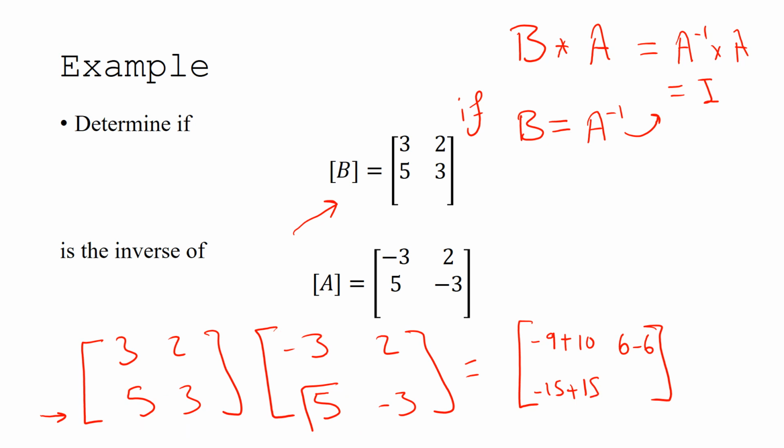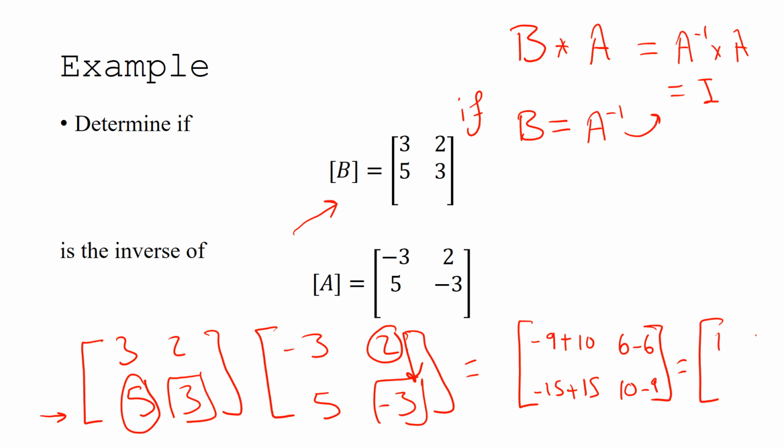And finally, we do the second row, second column. So we have 5 times 2 gives us 10, plus the multiplication of 3 times negative 3 gives us minus 9. So when we do that, we're going to have 1, 0, 0, 1, which is the identity matrix. So if I have two matrices, multiply them together, and I get the identity, this means that one is the inverse of the other. So here, yes, B is the inverse of A.